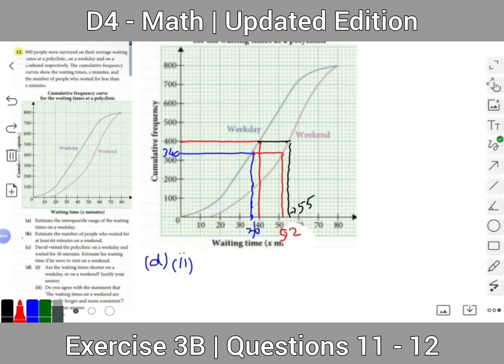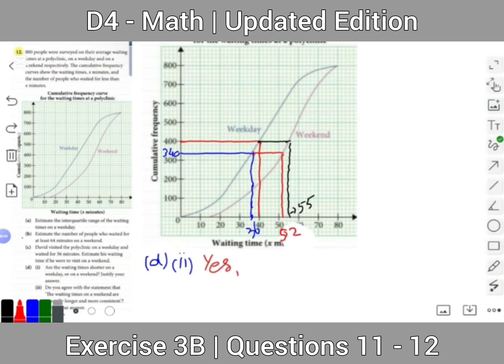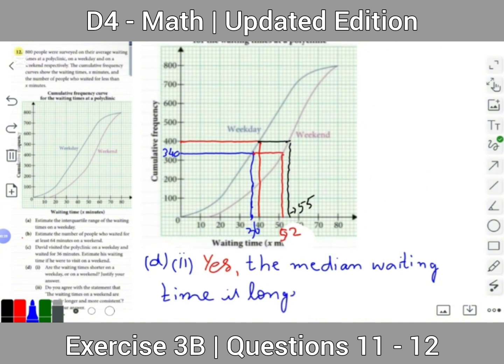In part D2, do you agree with the statement that the waiting times on a weekend are longer and more consistent? Justify your answer. So the answer is yes. The median waiting time is longer on a weekend.